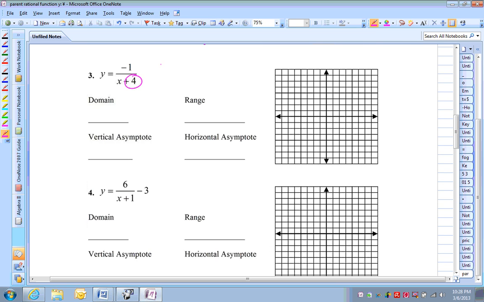Here, this +4 tells me that my vertical asymptote is going to shift left 4. So it's going to be from 0, it's going to shift left 4, so it's going to be at x equals -4. And then there's no shift in my horizontal asymptote in this case. So my horizontal asymptote is going to remain at y equals 0, or the x-axis.